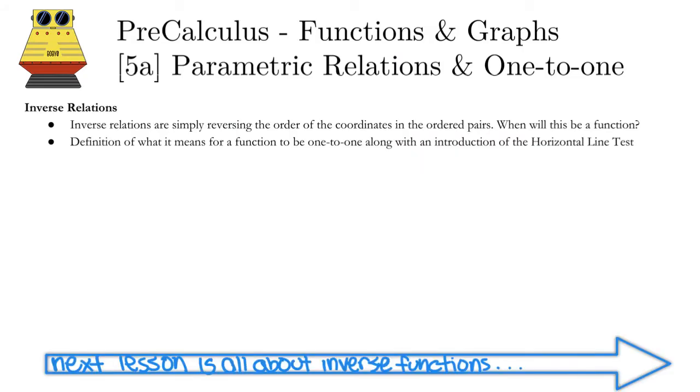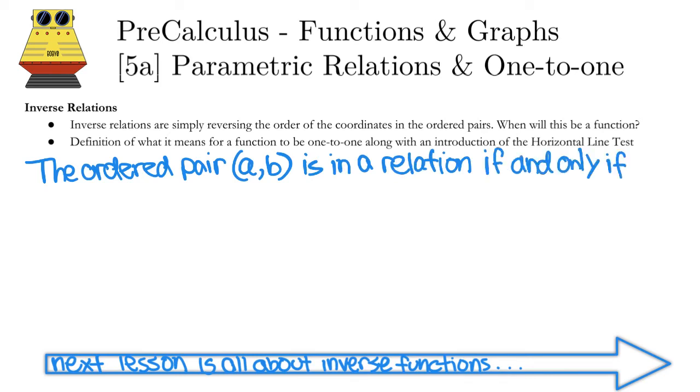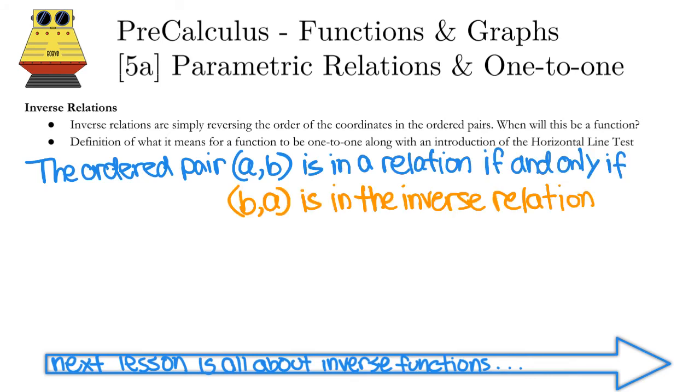The next lesson is all about inverse functions, how to find them and how to verify them. These notes about inverse relations are designed to prepare you for that. Here goes. The ordered pair A, B is in a relation if and only if the ordered pair B, A is in the inverse relation. What that means is switching the x and the y values is part of the inverse process. And the phrase if and only if means that the conditional statement works both ways.